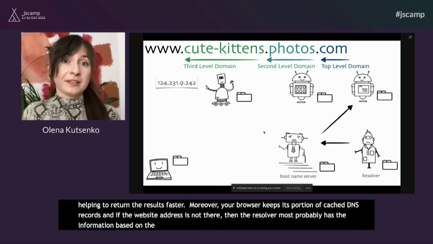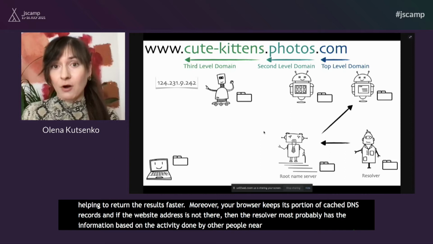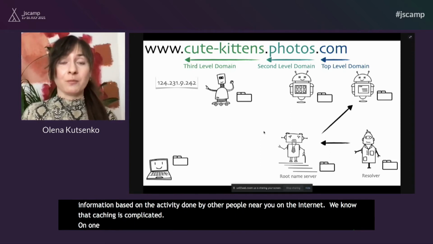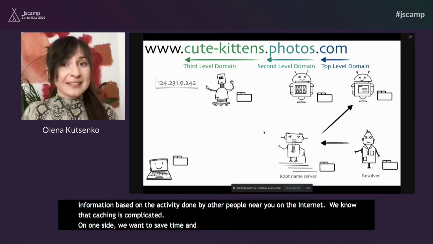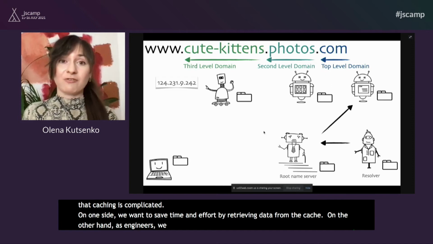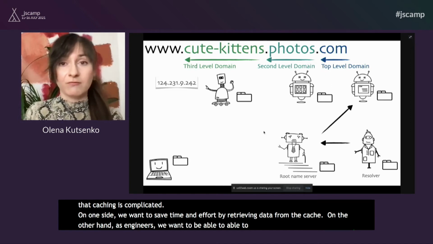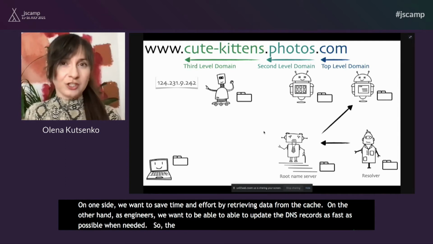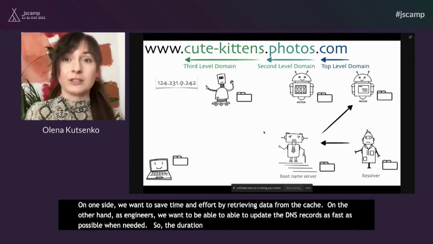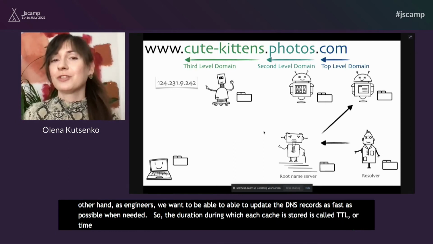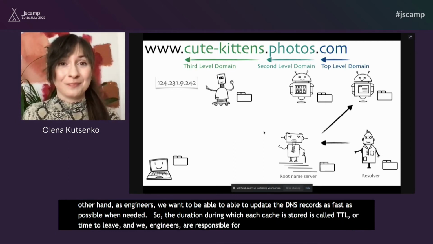We know that caching is complicated. On one side, we want to save time and effort by retrieving data from the cache. On the other hand, as engineers, we want to be able to update the DNS records as fast as possible when needed. So the duration during which cache is stored is called TTL, or time to live, and we, engineers, are responsible for defining it for our DNS records.